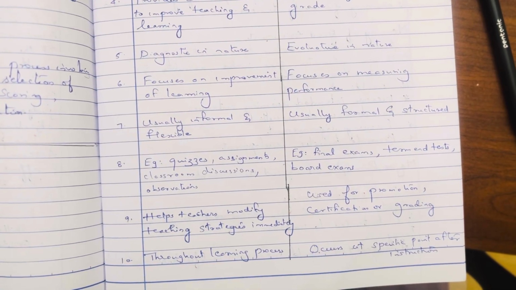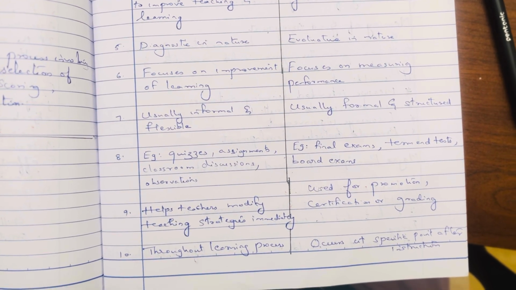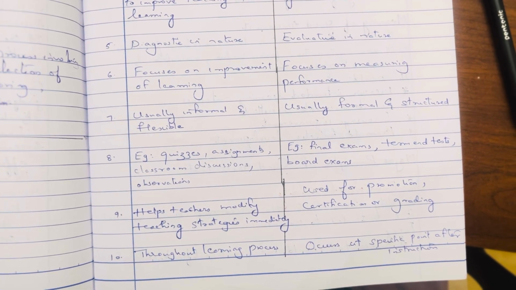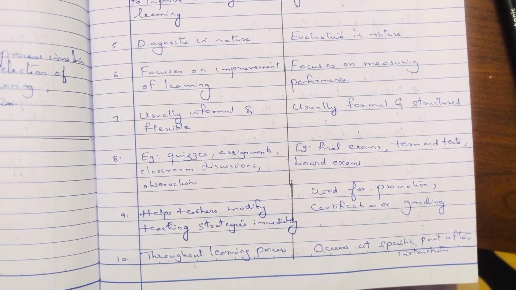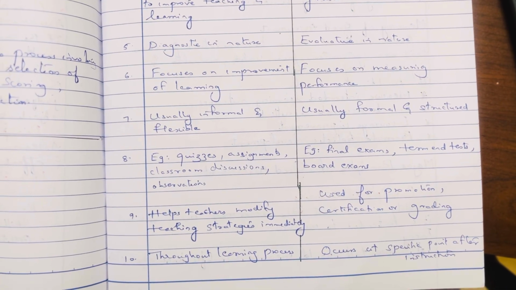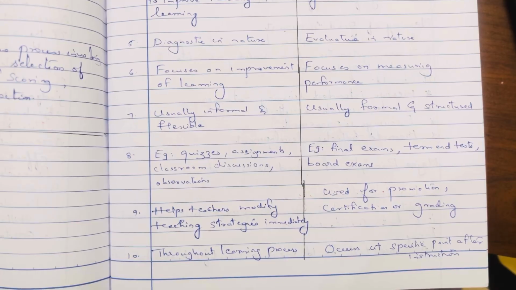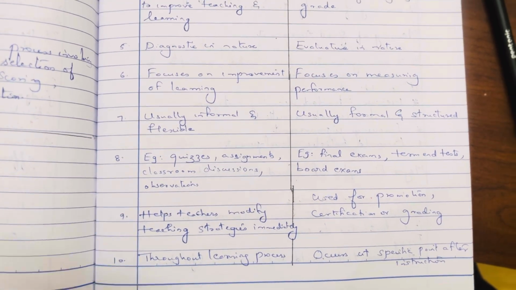Formative focuses on improvement of learning; summative focuses on measuring performance. Formative is usually informal or flexible; summative is usually formal and structured. Formative uses quizzes, assignments, classroom discussion, observation, and helps teachers modify teaching strategies immediately. Summative is used for promotion, certification, or grading. Formative occurs throughout the learning process; summative occurs at a specific point after instruction.